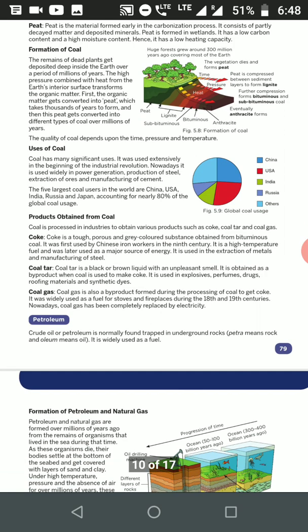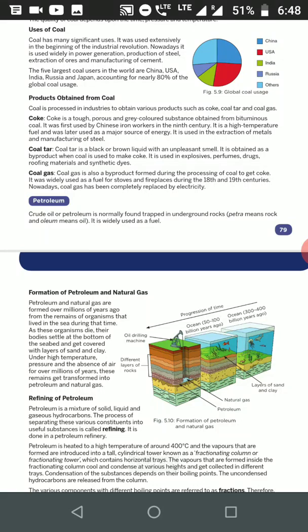Formation of petroleum. How is petroleum formed? See the figure. Petroleum and natural gas were formed over millions of years from organisms that lived in the seas, that is aquatic plants and aquatic animals. When these aquatic plants and animals die, they get buried under the bottom of the seabeds and covered with sand and clay layers. Due to the absence of air and high temperature and high pressure, they get transformed into crude oil or petroleum and natural gas. Now the crude oil is taken out, and the next step is to refine the petroleum.